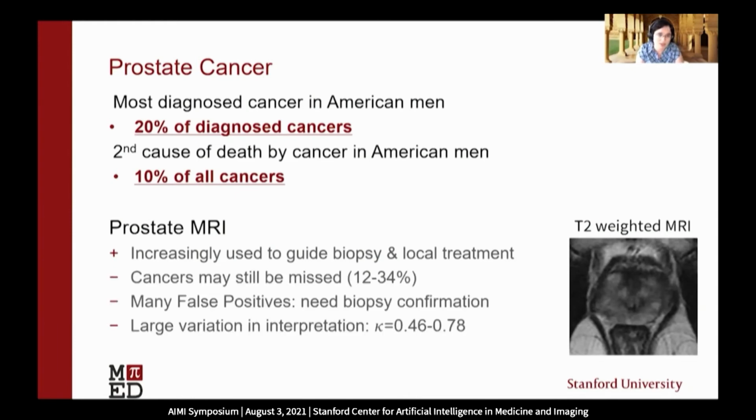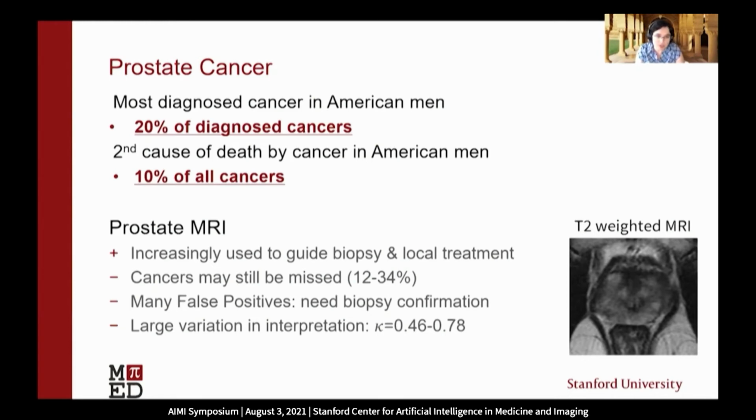But prostate MRI has a couple of shortcomings, including the fact that radiologists can still miss cancer when they interpret prostate MRI. Depending on the cohort, the percentage of missed cancer can range between 12 and 34% of lesions. In addition to missing cancer, there are also many false positives. From a clinical perspective, a false positive means that this patient needs additional biopsy confirmation. So during the biopsy procedure, this patient will receive additional needles in addition to the systematic 12 cores that are done for prostate cancer biopsy procedures.